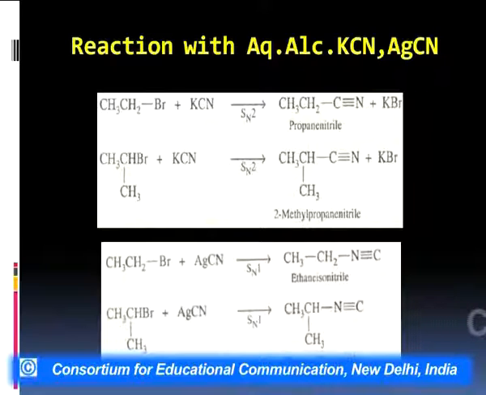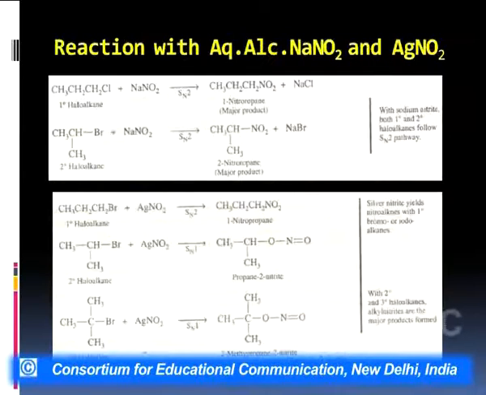We have to remember that in AgCN, the nucleophilic site will be the lone pair of electrons on nitrogen, whereas with KCN, the nucleophilic site will be the carbon atom. So I'll just repeat, in case of AgCN, it is the nucleophilic site and not the electrophilic site. The nucleophilic site will be the lone pair of electrons on nitrogen.